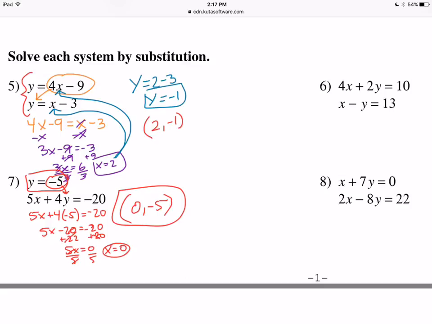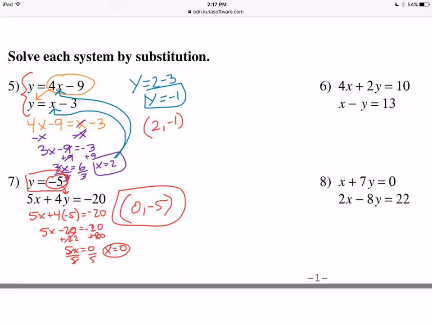Okay? And now number 6 is something a little bit different, and even number 8. Notice how in number 5 and 7, y was already by itself? y equals something, like y equals -5 or y equals x minus 3. But in number 6, y isn't by itself yet. And there's no reason why you have to start with y. You could start with x if you wanted to. So look at number 6. The equation that looks easiest is this one right here, x minus y equals 13.